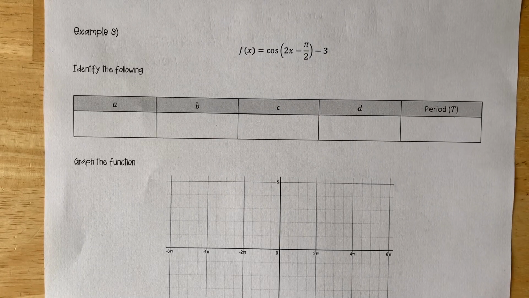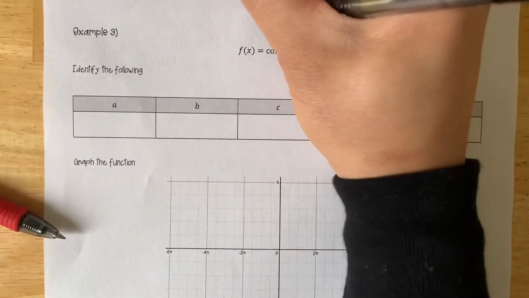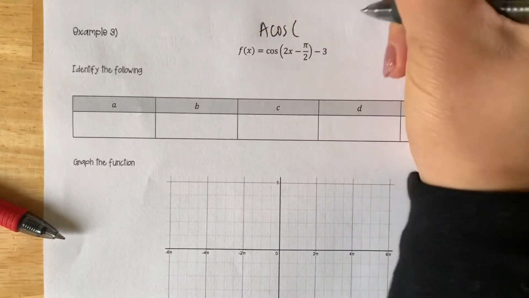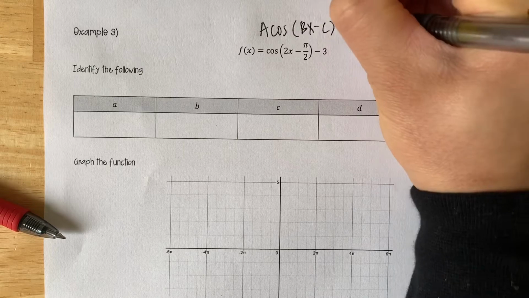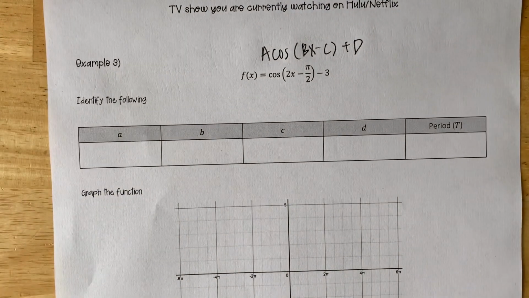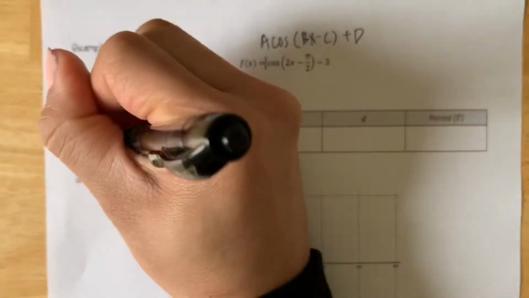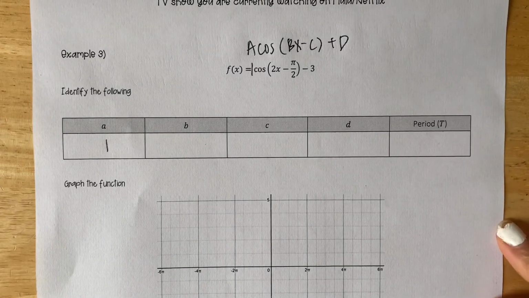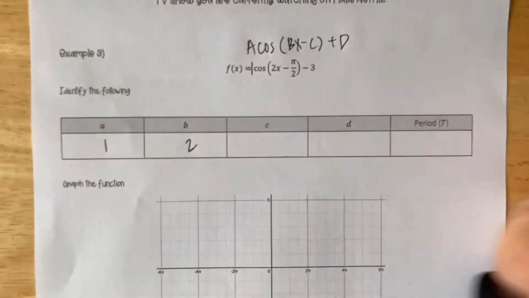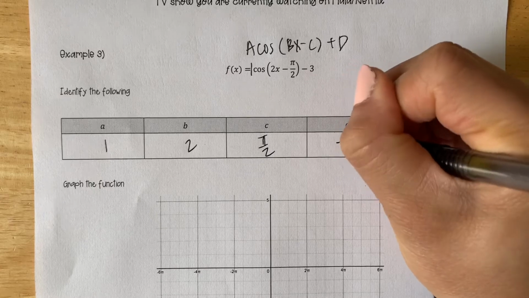Okay, example number 3. F of x equals cosine 2x minus pi over 2 minus 3. Right above it, I'm going to write down the general function, a cosine bx minus c plus d. I see that for our a value, there is no number you see in front of the cosine, but there is an imaginary 1, so our amplitude is just 1. Our b value is a number in front of that x, which is 2. And then our c value is pi over 2. And then our d value is -3.